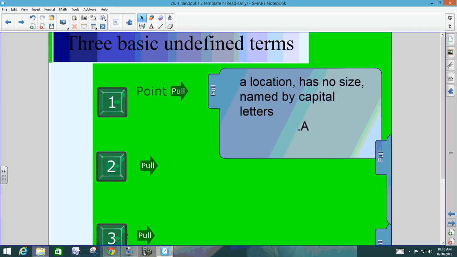There are an infinite amount of points in space. What does the word infinite mean? Never ending, yeah, like Buzz Lightyear, to infinity and beyond, right? Yeah, okay.